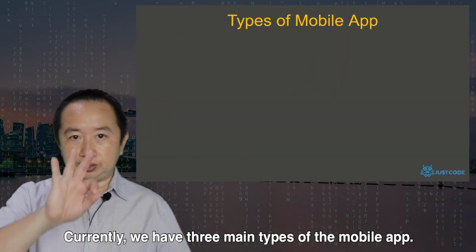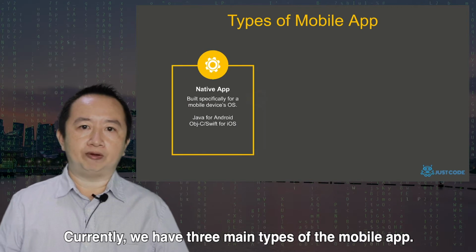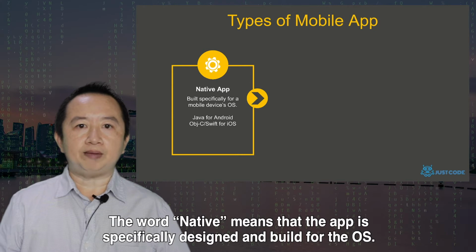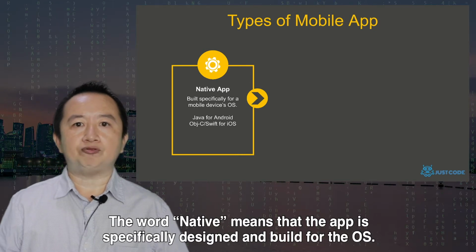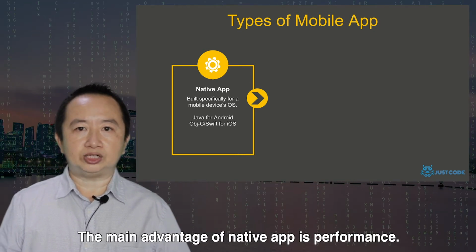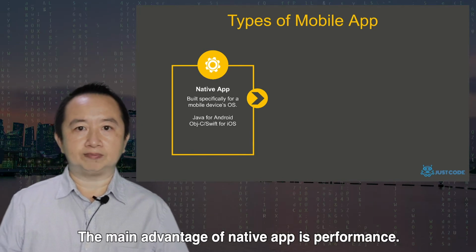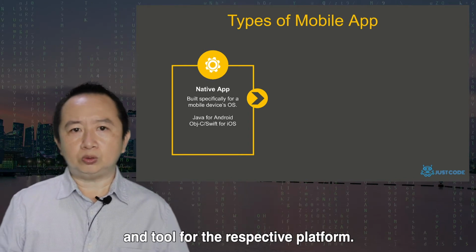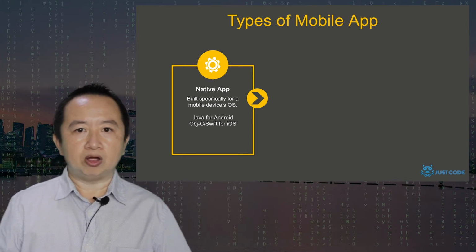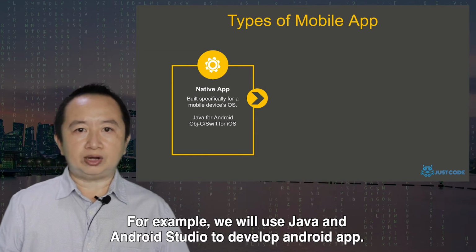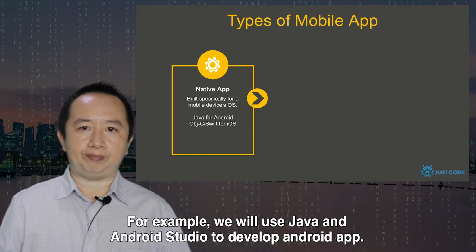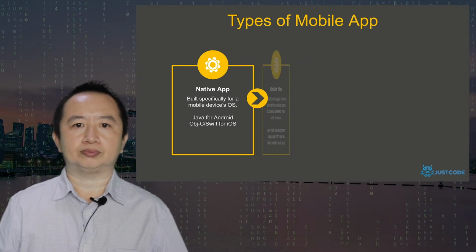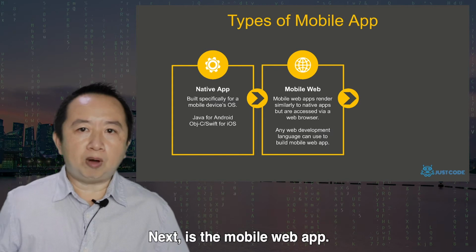Currently, we have three main types of mobile app. First is the native app. The word native means that the app is specifically designed and built for the OS. The main advantage of native app is performance. It normally requires a specific programming language and tools for the respective platform. For example, we use Java and Android Studio to develop Android app, and Swift and Xcode to develop iOS app.